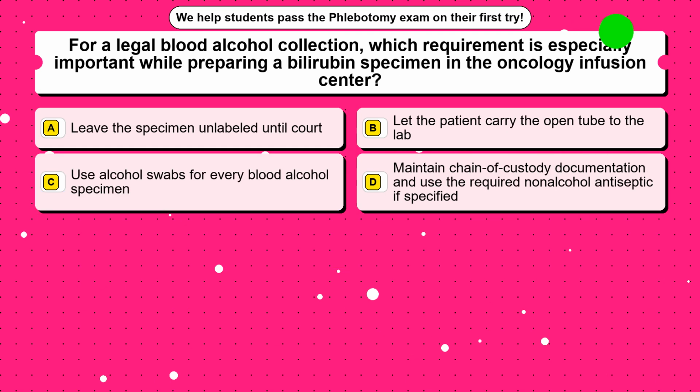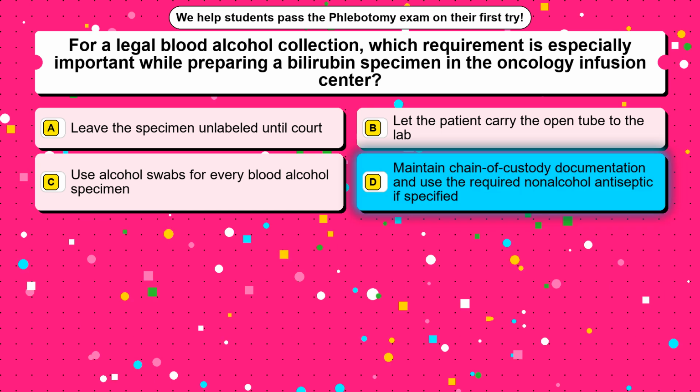Question 53. For a legal blood alcohol collection, which requirement is especially important while preparing a bilirubin specimen in the Oncology Infusion Center? Option A. Leave the specimen unlabeled until court. Option B. Let the patient carry the open tube to the lab. Option C. Use alcohol swabs for every blood alcohol specimen. Option D. Maintain chain of custody documentation and use the required non-alcohol antiseptic if specified.